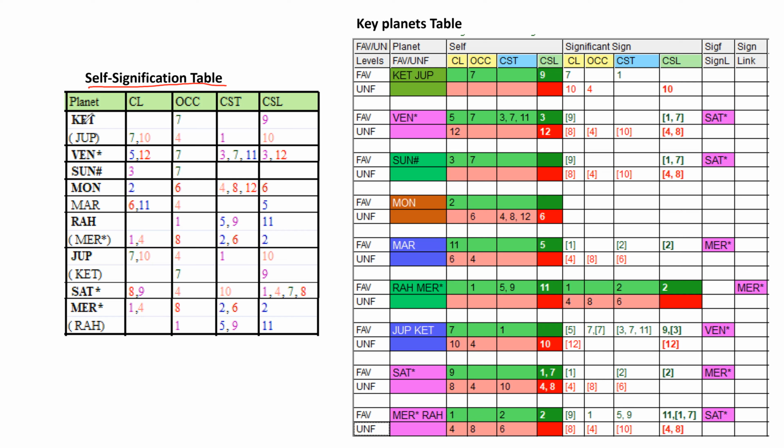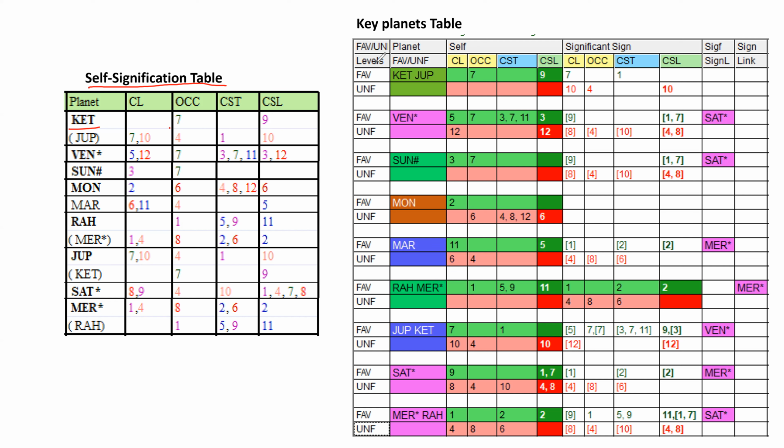Now, in the self-significance table, for each planet, the houses, either favorable or unfavorable, are shown in one single row. So, irrespective of the event, these self-significance tables remain the same, but the color of the houses will differ according to the event.